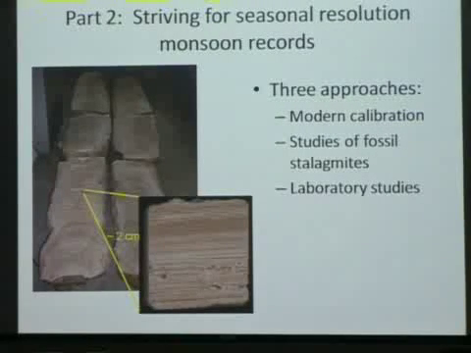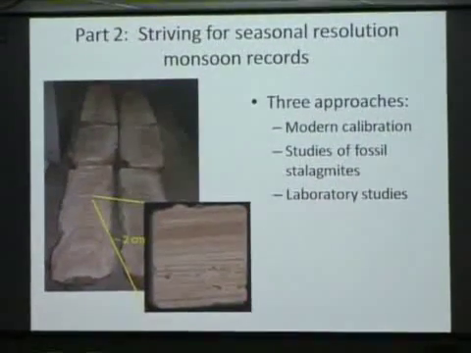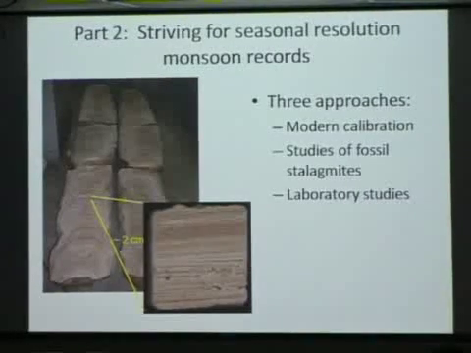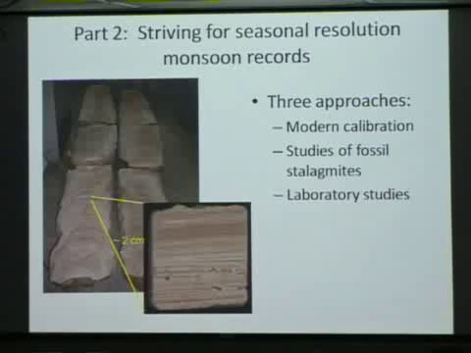Okay, so the second part of my research is actually trying to develop new proxies and look at higher resolution records. Speleothems are one of the best targets for looking at sub-annual resolution paleoclimate because they often have these annual laminae and they grow relatively fast, so we can sample them at very high spatial and temporal resolution.